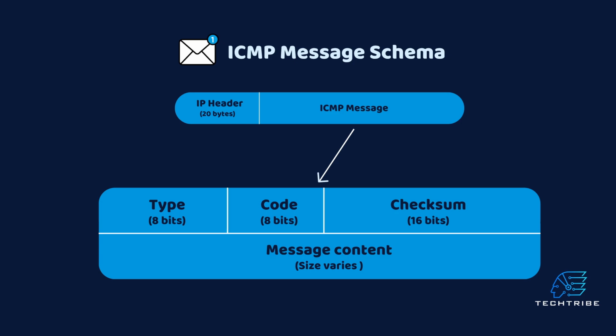The type has 8 bits, the code 8 bits, the checksum 16 bits, and the message content will vary in size. As the type has 8 bits, 2 to the power of 8 is equal to 256, so it can have up to 256 types. However, in reality, there are far fewer ICMP types that are used. And the same logic applies to the code of the message too.